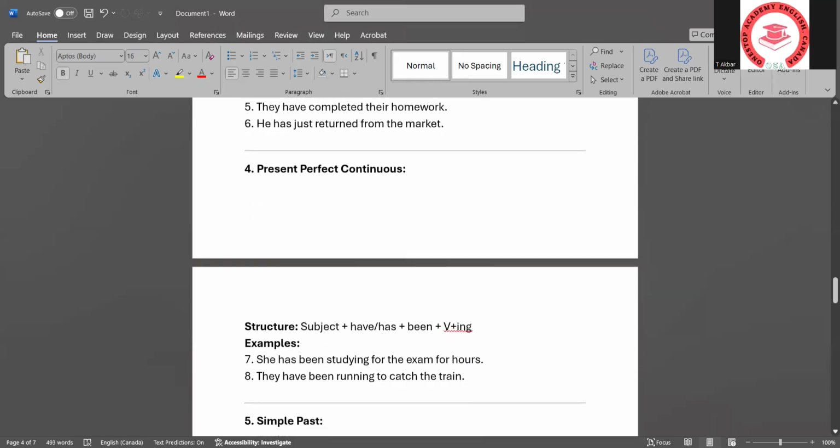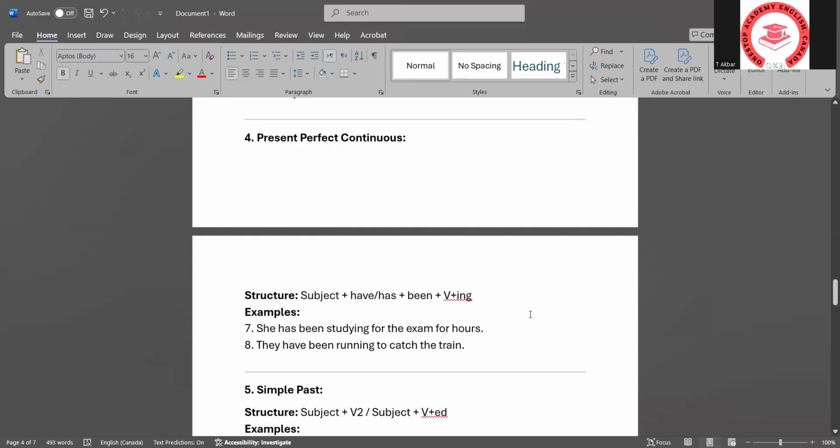Number 4, present perfect continuous. Structure is subject plus have or has plus been plus verb plus ing. And here we will use first form of the verb. Whenever we use ing with verb, we always use first form. Examples are she has been studying for the exam for hours. They have been running to catch the train.